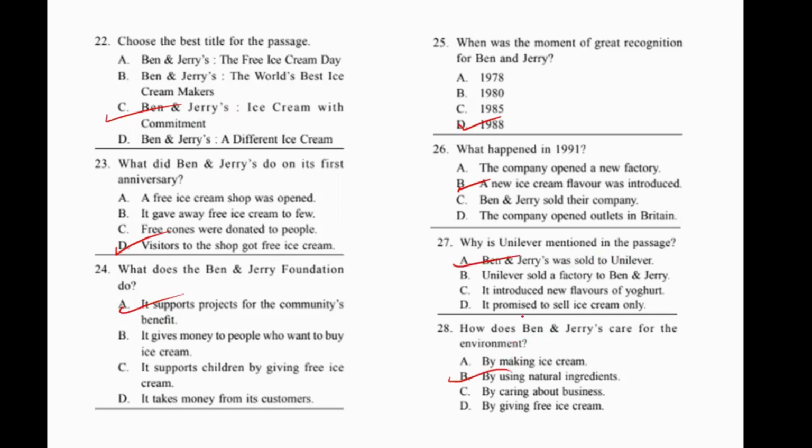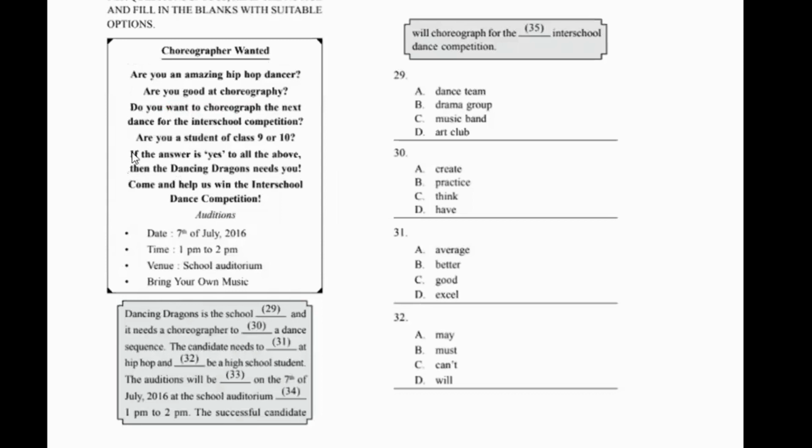Okay, this is how you have to answer the passage questions. Now for questions 29 to 35, read the notice. Here we are given a notice, and from there you have to use the appropriate word to complete what is given in the notice. You have to fill in the blank with suitable options.